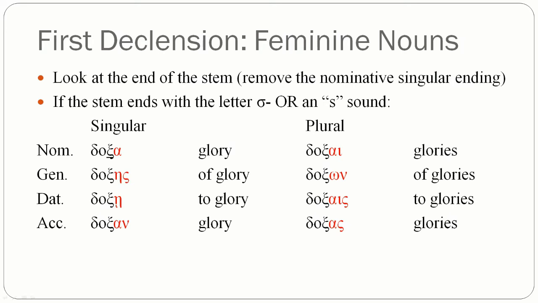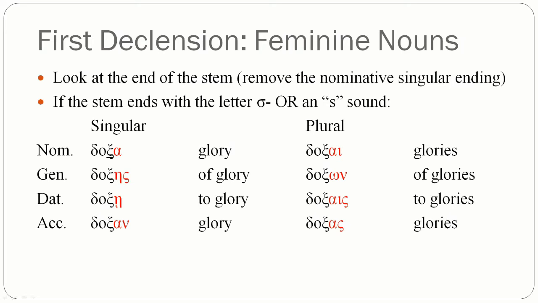So anyway, the ending is the same. You just change that vowel from an alpha to an eta. So doxes, of glory. This word doxa, like the song, the doxology. Doxology is you're pronouncing words of glory. You're giving words of glory to God. And so this word means glory. Doxa, nominative singular, glory, genitive singular, doxes, of glory.